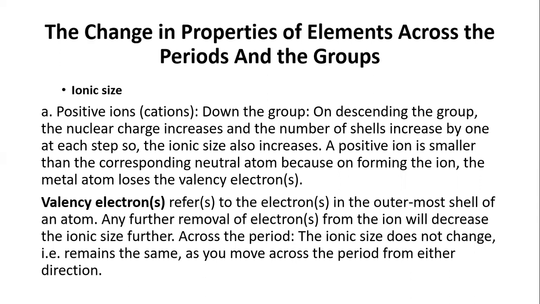Now, a positive ion is smaller than the corresponding neutral atom because on forming the ion, the metal atom loses valence electrons. Let's see what valence electrons are. This refers to the electrons in the outermost shell of an atom. Any further removal of electrons from the ion will decrease the ionic size further.